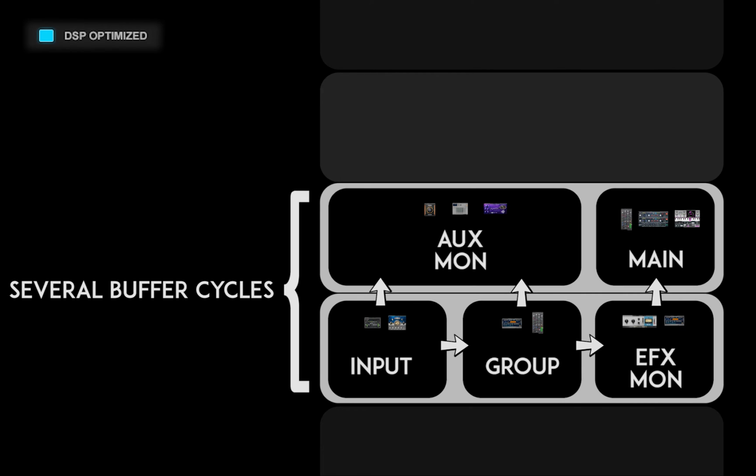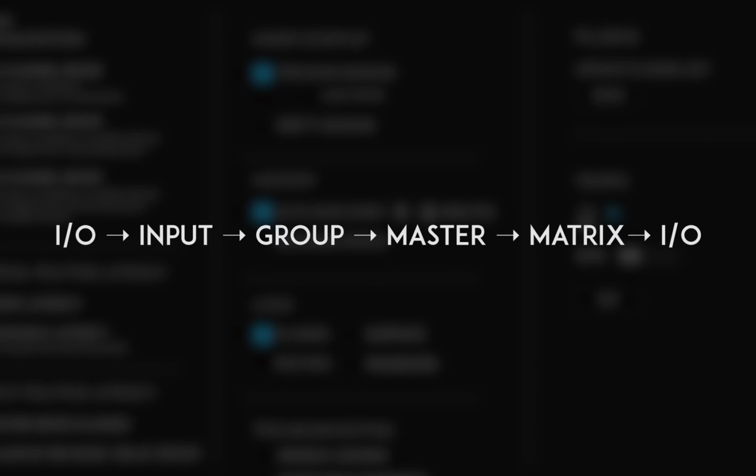Latency varies based on the mixer's internal routing configuration. Certain paths will have zero latency, even in the DSP-optimized mode. For example, here's a simple route that has zero internal latency. However, this route has more stages and does exhibit internal latency, in this case, 16 samples.